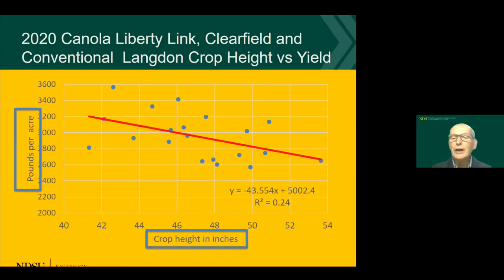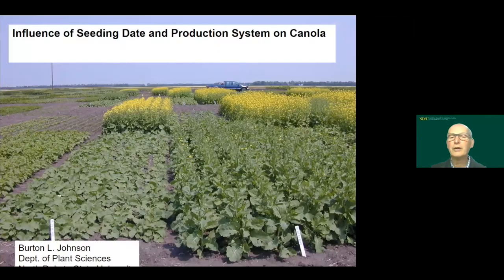And you see there is a little bit of a tendency that if the plants get taller, in that particular trial, we saw that the yields were a little lower. So there is this relationship between crop height and potential yield expression.